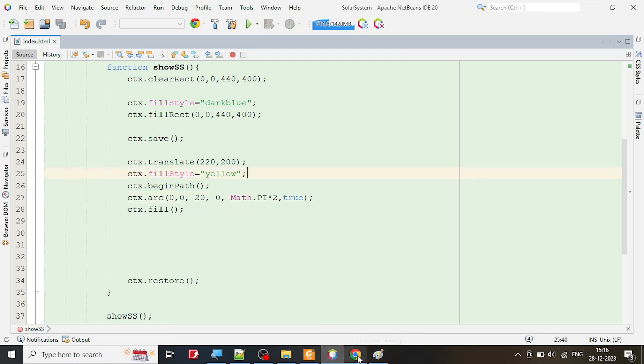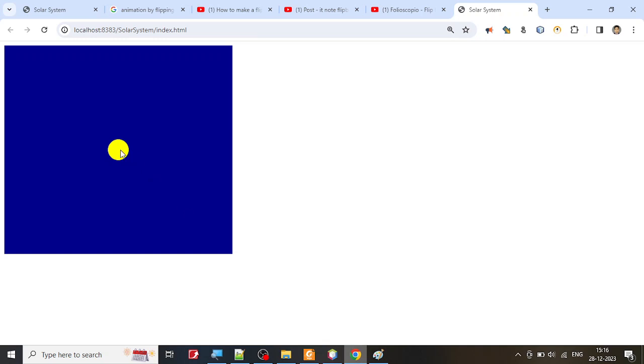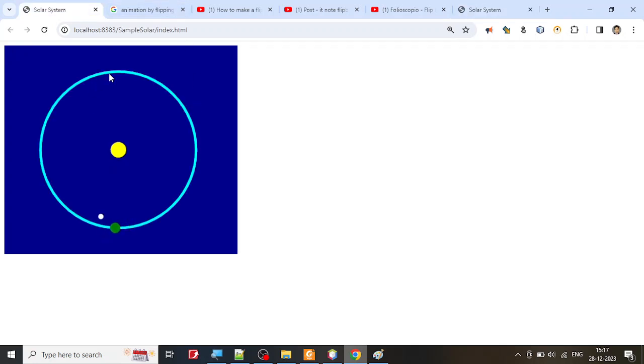Now if I look here, I got this sun right at the middle. So this is at exactly 0, 0. And this radius is 20. I have started the drawing from here, 0 degrees, took one full circle and came back, and that is why I'm able to see the sun. Okay, that is done. Let's go and get this orbit here.